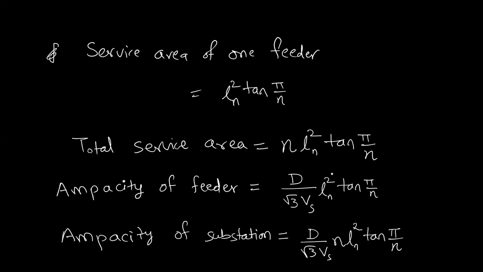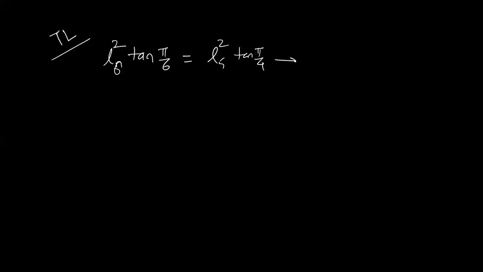So basically we are equating L n square tan pi by n in both cases for the thermally limited feeder. For TL, the defining equation will be L n square tan pi by n. So for n equal to 6, L6 square tan pi by 6 is equal to L4 square tan pi by 4. This is the main governing expression in this case.